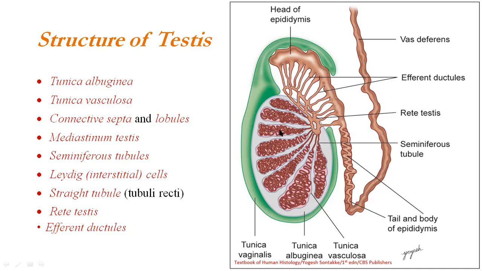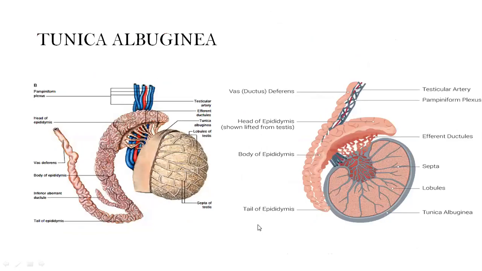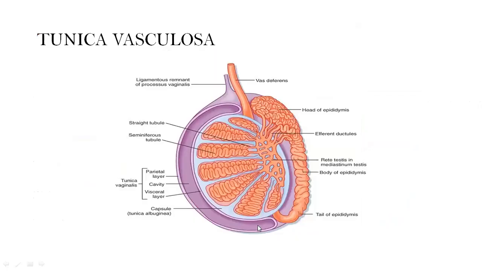Inside these compartments, we have seminiferous tubules. In the histology of seminiferous tubules, in between the tubules, we have cells called Leydig cells. We have straight tubules also. Then we have the rete testis, this area, then the efferent ductules. So these are the coverings of the testis, and different pictures have been put here for your better understanding.